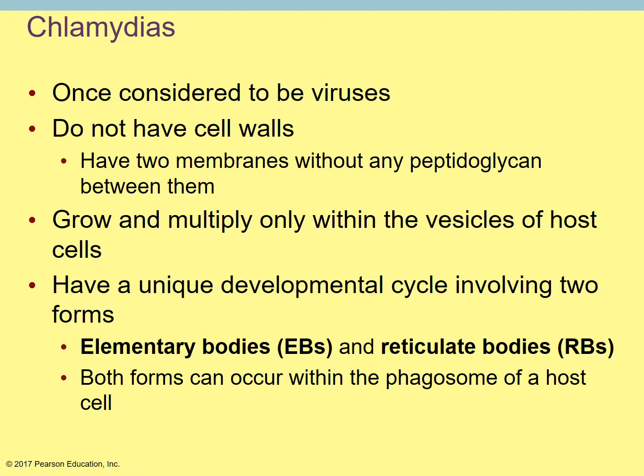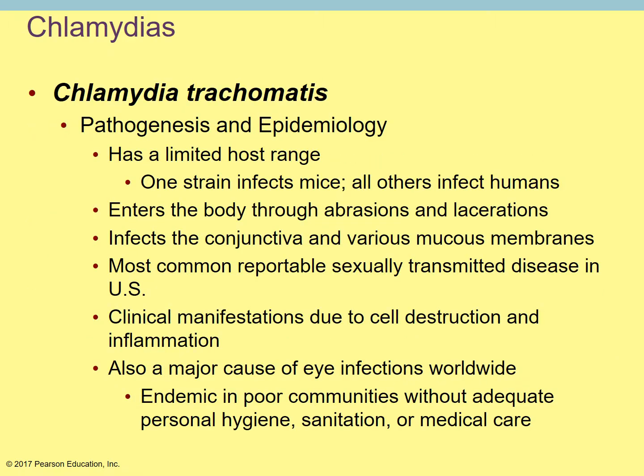They have two forms. One form is called the elementary body, the other is the reticulate body. And both of these forms can be found within a host cell. There are different species of these. Chlamydia trachomatis has a very limited host range. Most of the time the host will be humans. However, there's one strain that can infect mice.